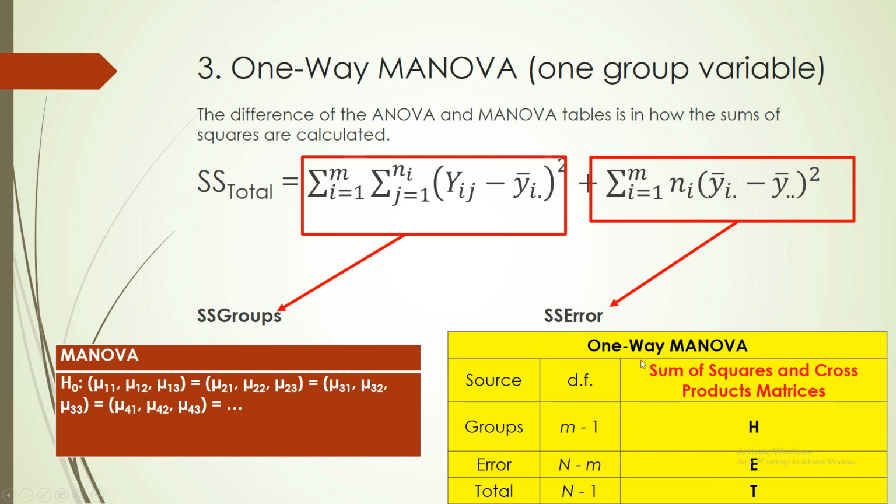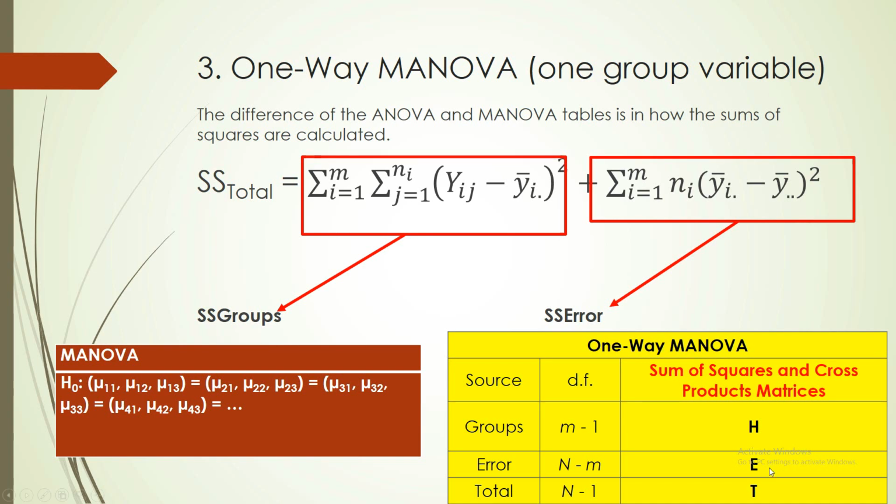So when we look at the one-way MANOVA table here, the sum of squares are no longer called the sum of squares. It's called the sum of squares and cross products matrices. So for the sum of squares that explains the different groups, we have a matrix here, and for explaining the errors we have a matrix, and for the total sum of squares we have a matrix here.